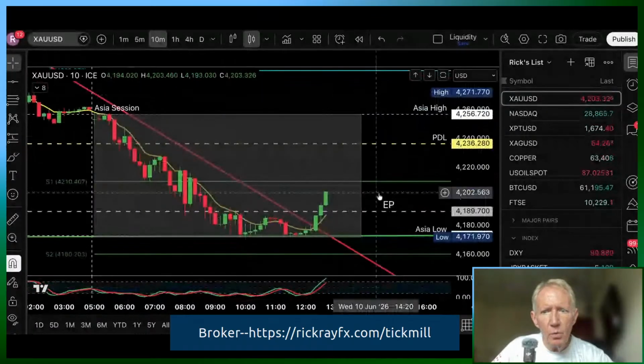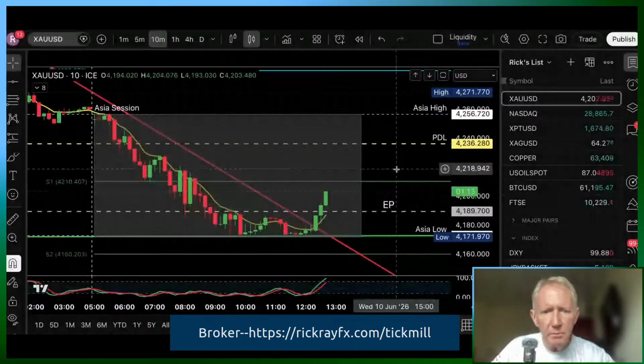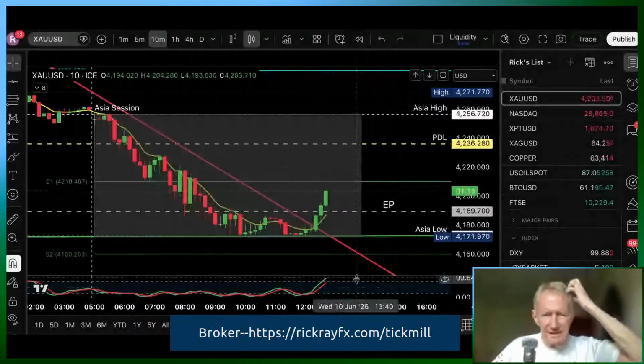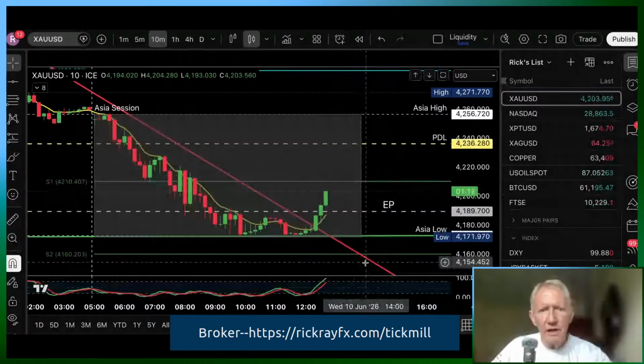So here we are. Oh, look at this. 42.02. Time to move the stop loss to break even. Now we're cooking with Presto Light.